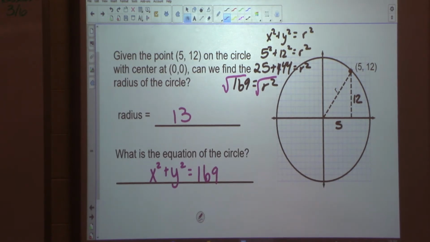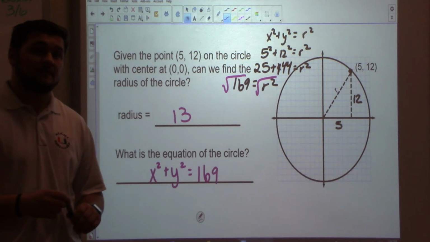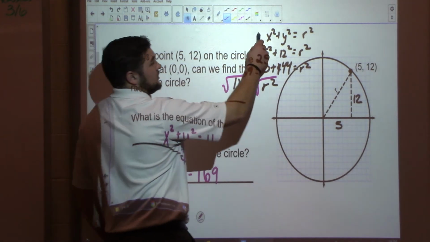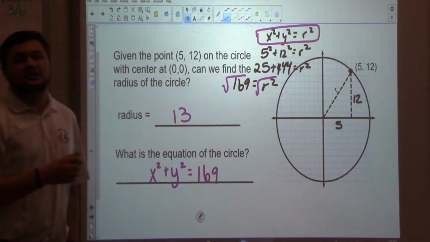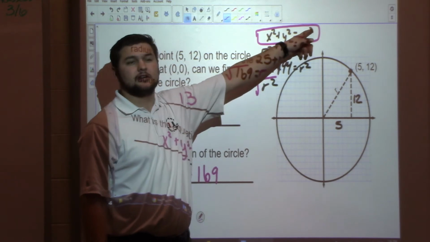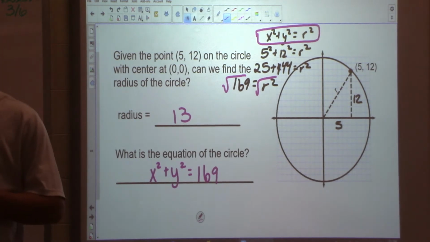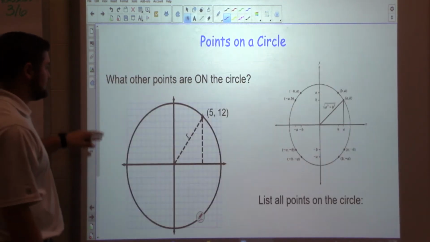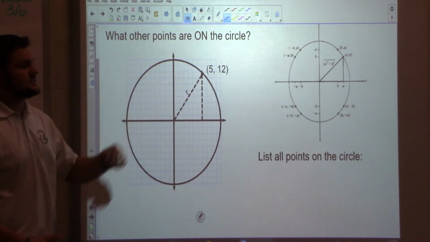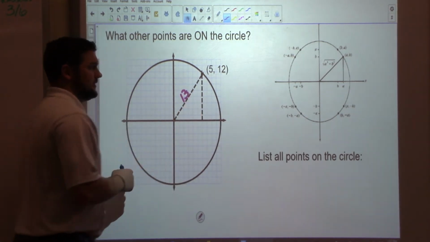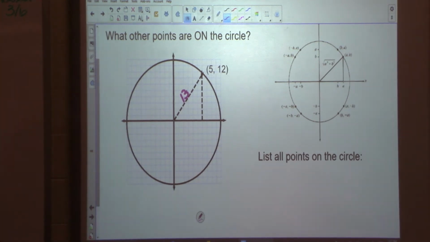Why don't we just put 13 for the x squared plus y squared equals? Because remember, this is our formula. So if that's our equation for this circle, if I plug 13 in, I got to square it. Right? Because it'll be the square root of 13 will be my radius. Okay? Alright. Then, let's think about this for a second. If I give you that same circle, it's centered at 0, 0. You know it has a radius of 13 now. We just found that, right? Radius is 13. And you know 5, 12 is on that circle. Can you list any other points on that circle?